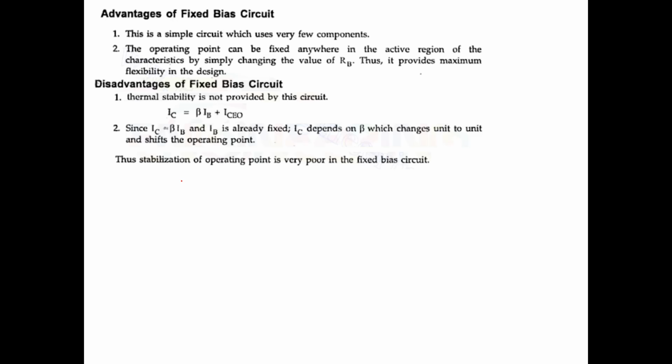You can also say that IC is equal to beta IB, IB is already fixed, but IC depends on beta, which changes from unit to unit and shifts the operating point. The stabilization of the operating point is very poor in the fixed bias circuit, so we have to go with another alternate biasing mechanism.